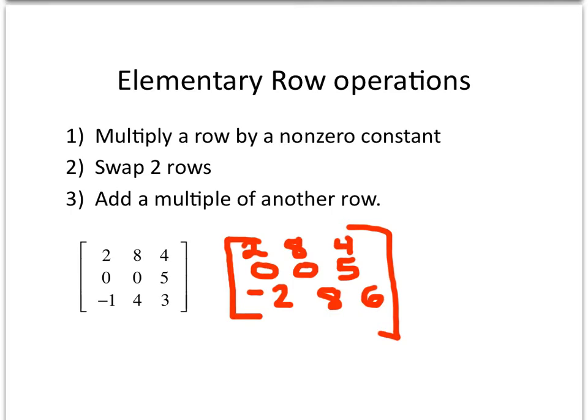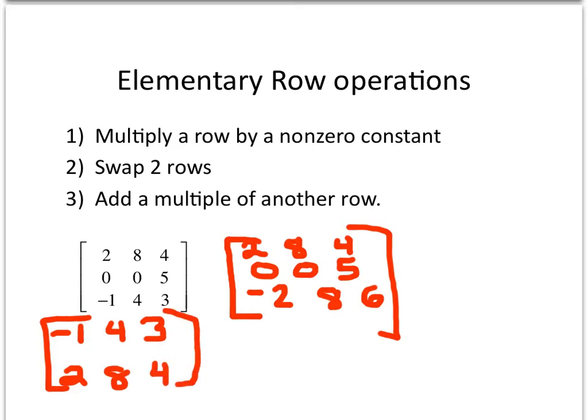We're also allowed to switch any two rows. So if for some reason I wanted the last row to be first, I could just switch that with any of the other rows. So I could make it look something like this instead, where I have the -1, 4, 3 go first, and then I could have my 2, 8, 4 last, and I could keep my 0, 0, 5 where it is if I wanted to. So I can switch any two rows at any time that I choose.